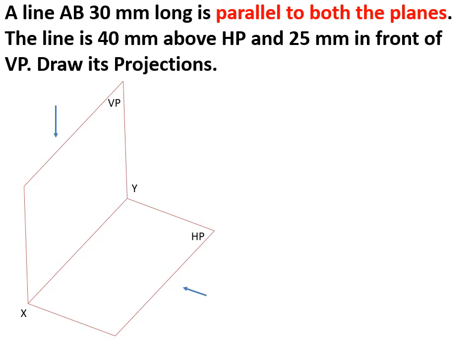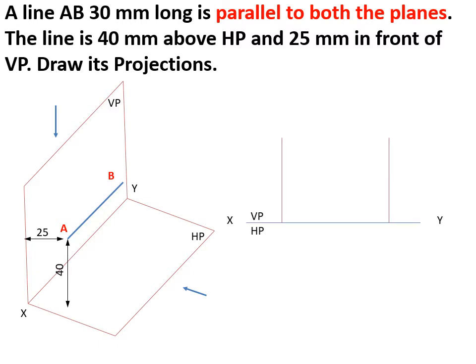Now you can read the question. A line AB 30 mm long is parallel to both the planes. The condition of the line is parallel to both the planes. How to fix that line? It is 40 mm above HP and 25 mm in front of VP. So you can keep a line which is parallel to both the planes, AB, 40 mm above HP, 25 mm in front of VP. From now you have to draw the answer as front and top view of this one.